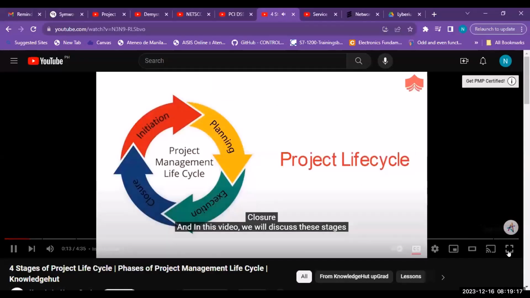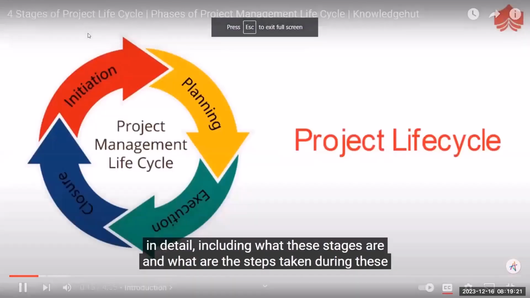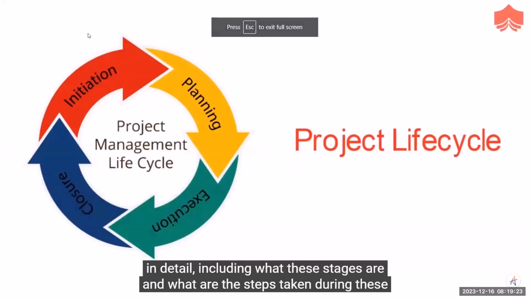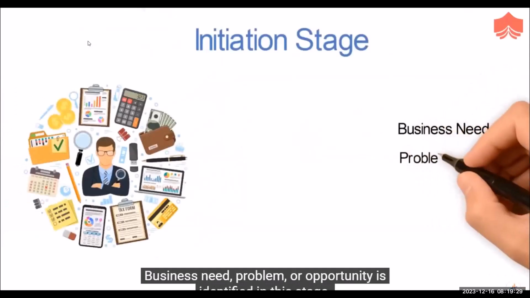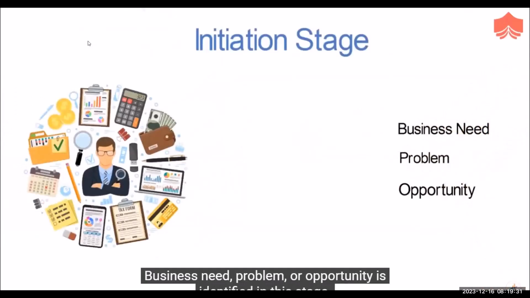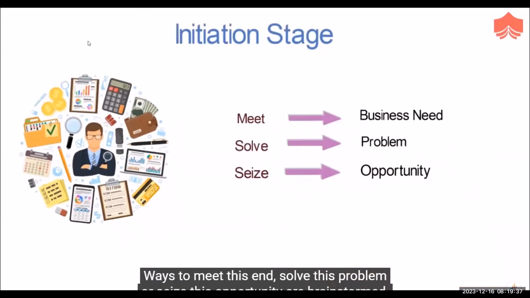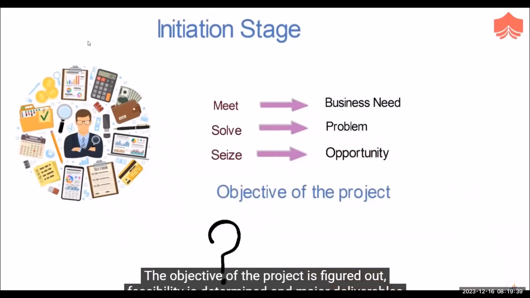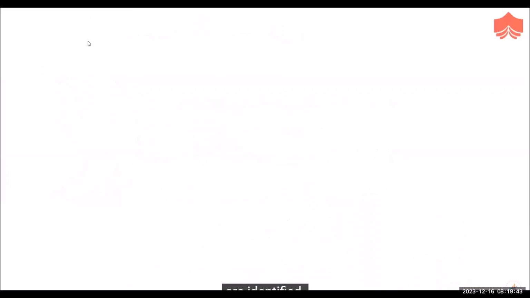In this video, we will discuss these stages in detail, including what these stages are and what are the steps taken during these stages. Let us begin with initiation. Business need, problem, or opportunity is identified in this stage. Ways to meet this end, solve this problem, or seize this opportunity are brainstormed. The objective of the project is figured out, feasibility is determined, and major deliverables are identified.